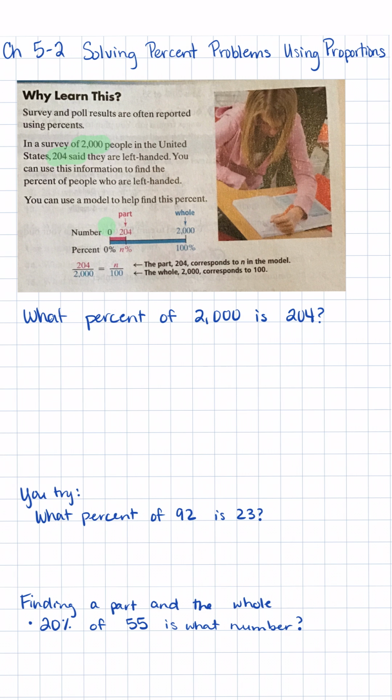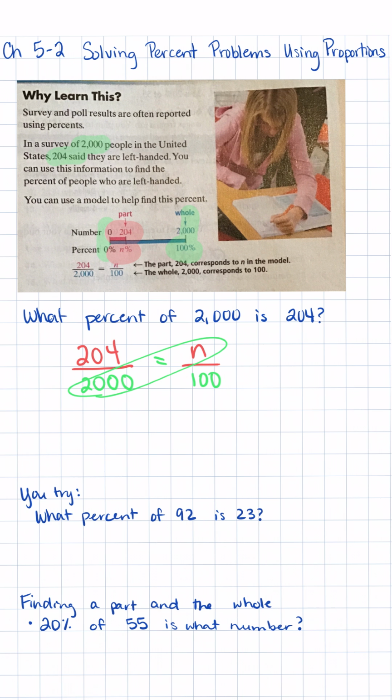Here is 0 people, 0%. The whole is 2,000, that's 100%. The part is 204. So what is n? Just as we learned about proportions before, we can write it as 204 out of 2,000 is equal to n out of 100.